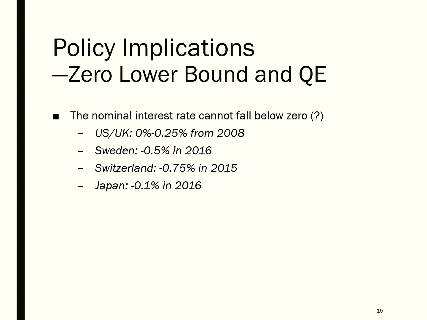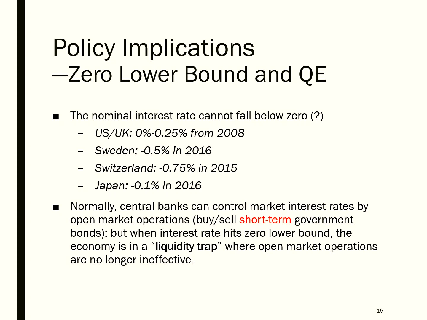But in theory, it could have a negative interest rate, and it actually happened in history in a very small number of countries like Japan and Switzerland. But normally, the central banks can control the market interest rate if it is still positive. They do it by open market operations. They can do it by buying or selling the short-term government bonds.